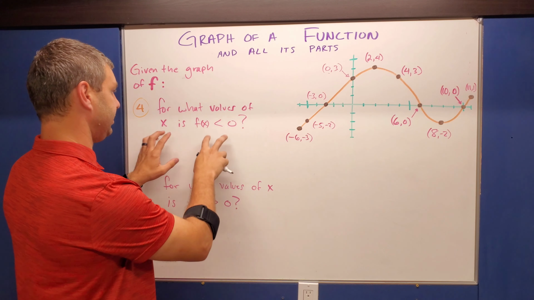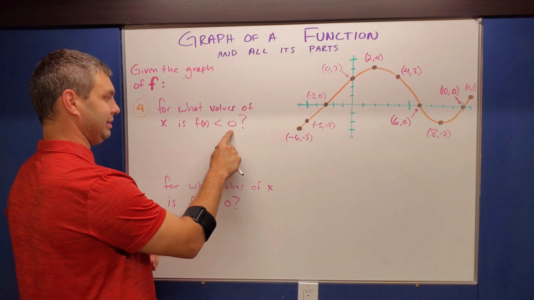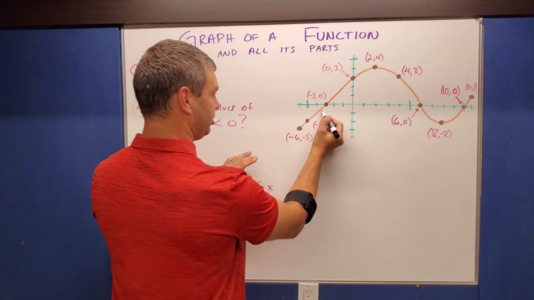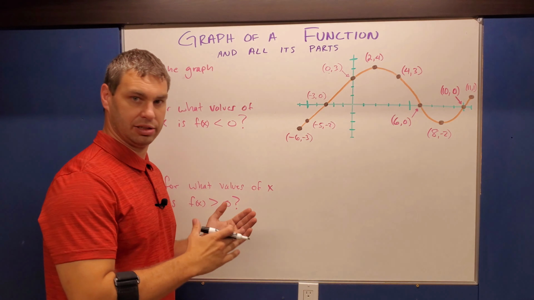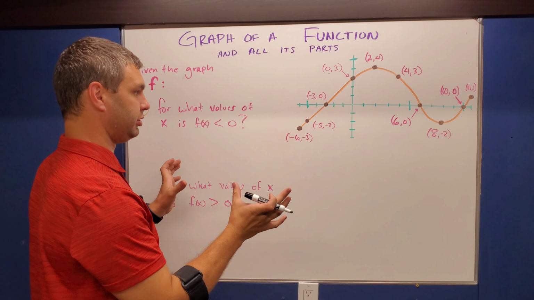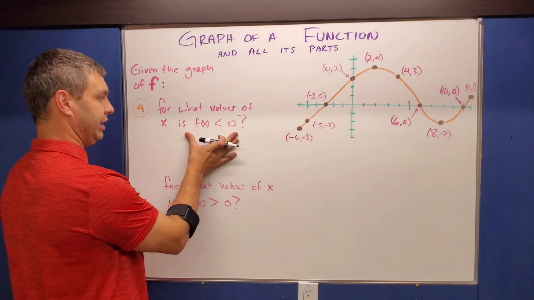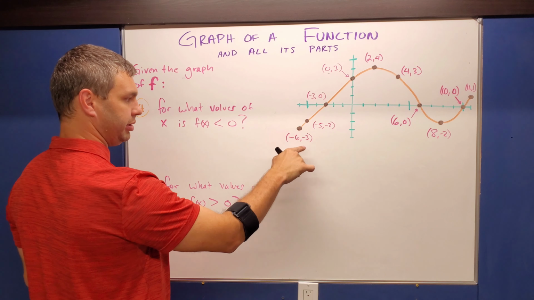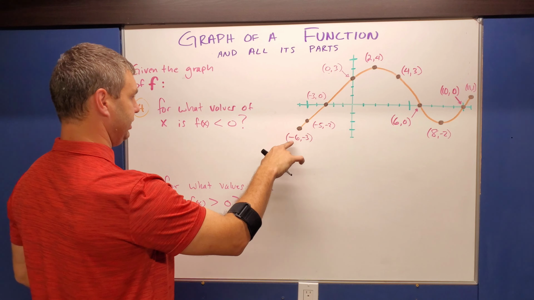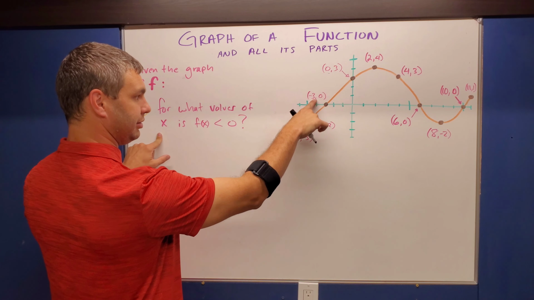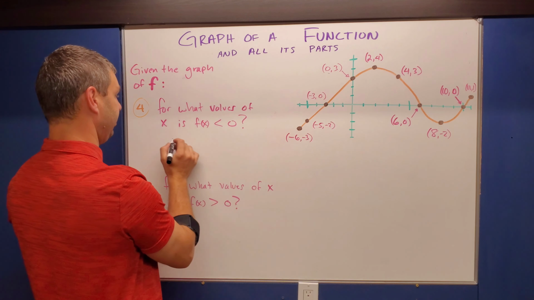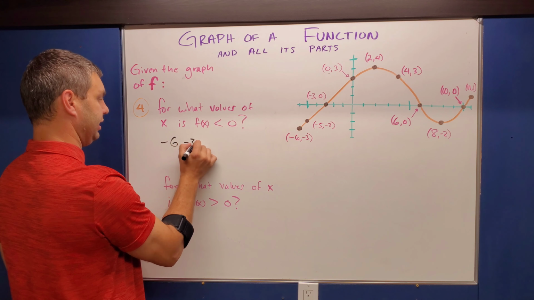Okay, so let's look at this first one. It says, when is f of x less than 0? And I have this chunk right there, and then this chunk right here. So there's going to be two intervals that will work for when f of x is less than 0. This first one's going to be from, remember, it wants the x value. So it's going to be when my x's are from -6 until -3. This whole chunk right there, from -6 until -3.